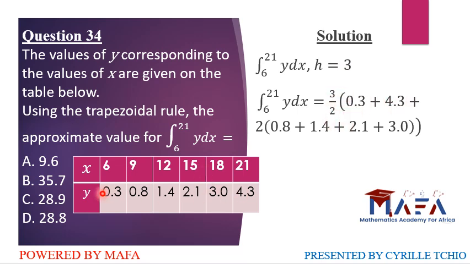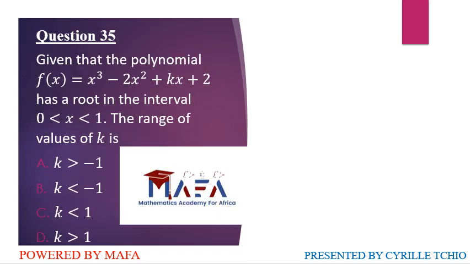that's the end values here, 0.3 plus 4.3, plus 2 times the sum of the rest. That's the trapezoidal rule: sum of the ends plus 2 times the sum of the rest. You're having the sum of the ends here plus 2 into this plus this plus this plus this, the sum of the rest. So this integral from 6 to 21 of y dx is approximately 28.8, because we are approximating. It's not the exact value. The answer is D.